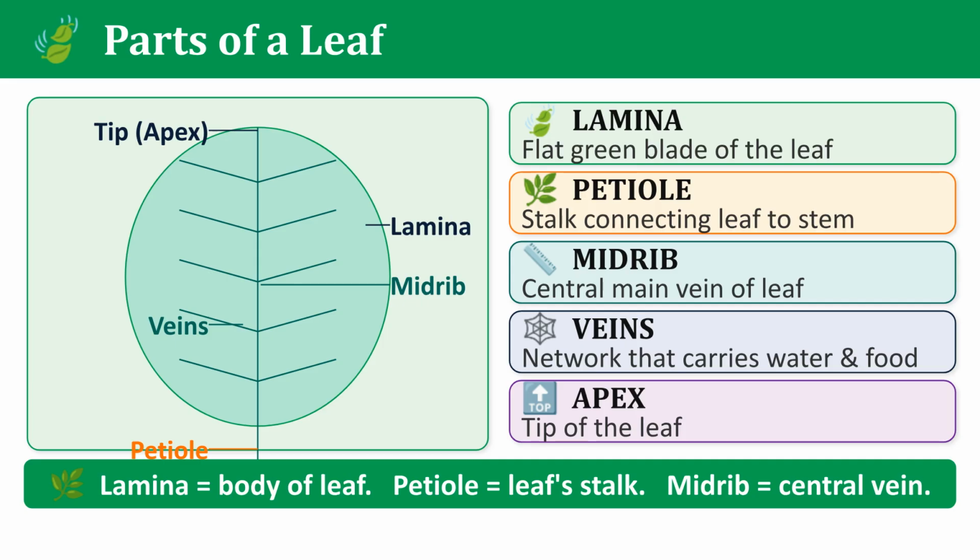Look carefully at a leaf. It may look simple, but it has many important parts. The lamina is the broad, flat green part where food is prepared. Think of it as the leaf's kitchen. The petiole is the small stalk that joins the leaf to the stem, just like your arm connects your hand to your body. The midrib is the thick line running through the center, giving support. From it branch out the veins, which carry water and food, just like roads carry vehicles. Finally, the pointed end is called the apex. Memory trick. LPMVA. Lamina, petiole, midrib, veins, apex. Can you point to these parts on a nearby leaf?